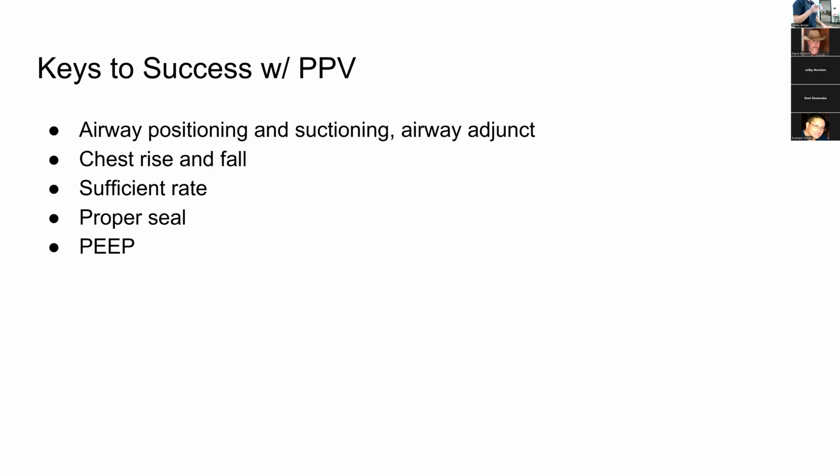PEEP is positive end-expiratory pressure. We all live at a baseline PEEP of 5. PEEP is the pressure in our lungs that keeps our alveoli open for gas exchange. So if we need to increase PEEP to try to increase oxygenation, we're helping those alveoli to expand to have more gas exchange.